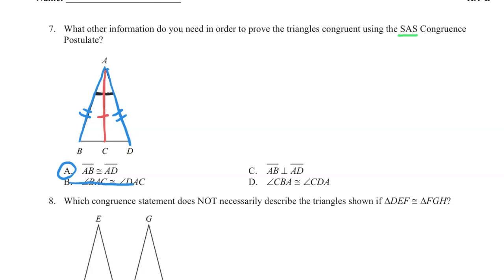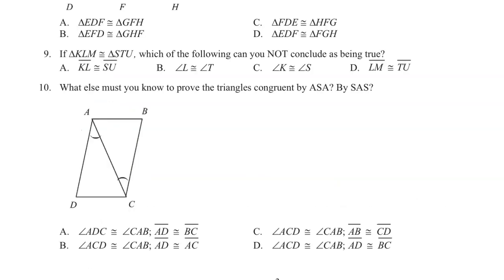So we have AB is congruent to segment AD. You don't have to have that information, this information, and that information. So it'd be segment AB is congruent to segment AD.